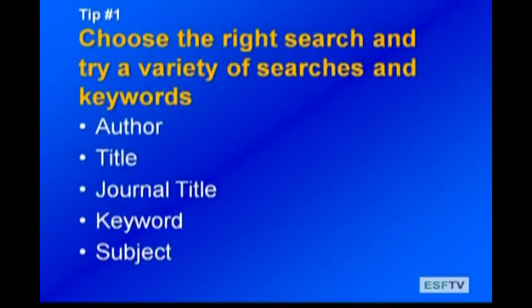Search tip number 1 is to choose the right search and to try a variety of searches and keywords. These are 5 basic library searches that are in most library catalogs: author, title, journal title, keyword, and subject. I'd like to talk about a few of these searches. For starters, journal title search.